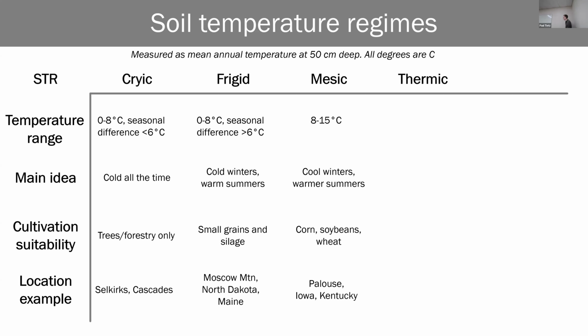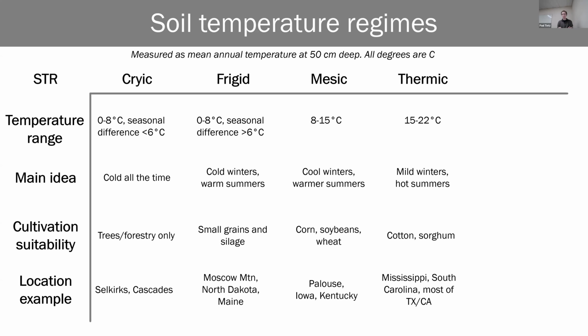We're into the thermic. It starts to sound pretty hot. Average temperature in a thermic regime is 15 to 22 degrees Celsius. In order for that to be the average temperature throughout the year, you really can't get very cold in the winter. So at best you have mild winters and pretty hot summers. Good for growing probably drier, probably just hotter temperature crops, cotton and sorghum, for example. And you would find a thermic regime in Mississippi, South Carolina, Texas, or California, maybe. Definitely warmer places.